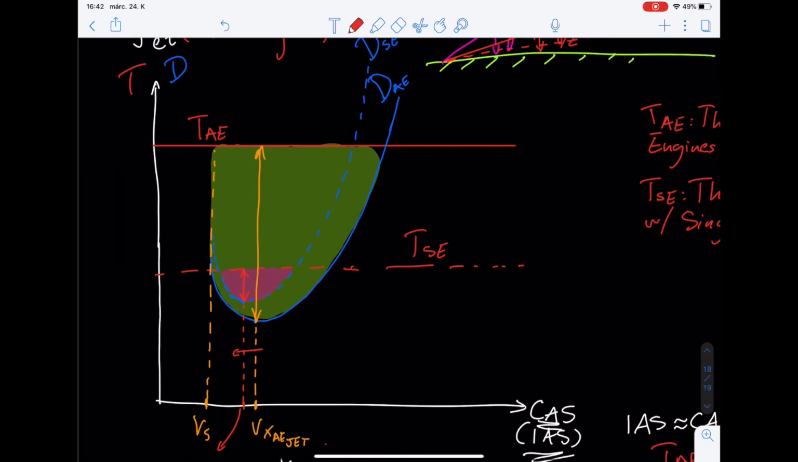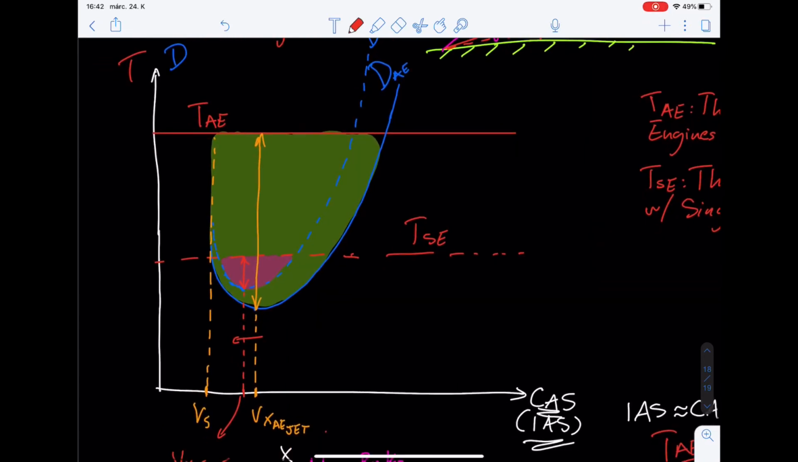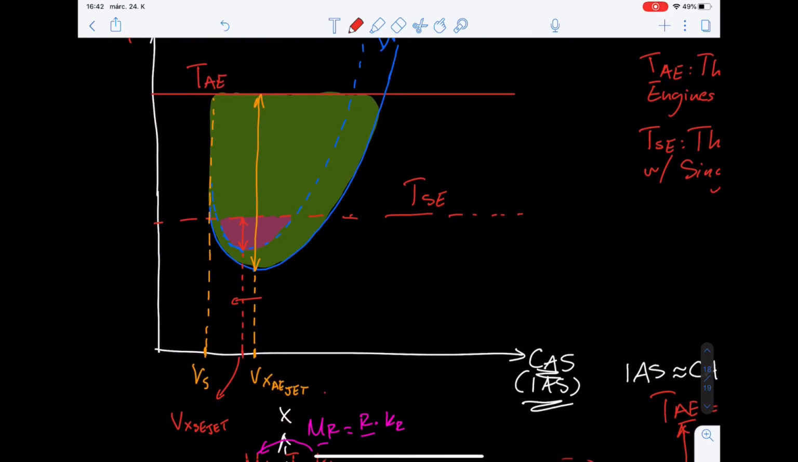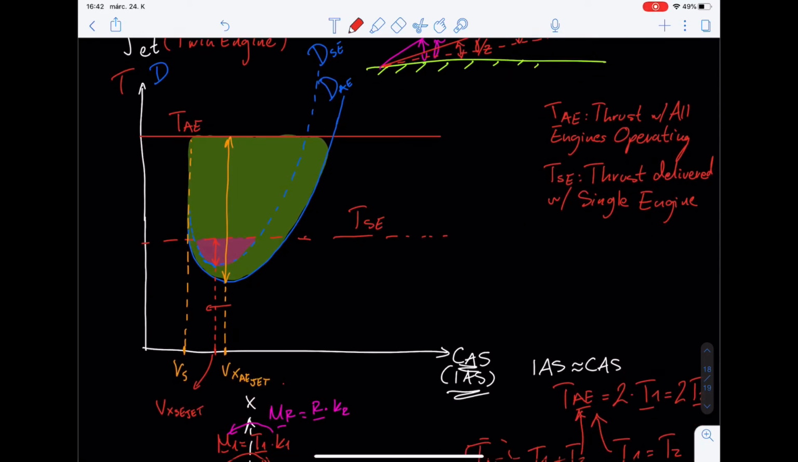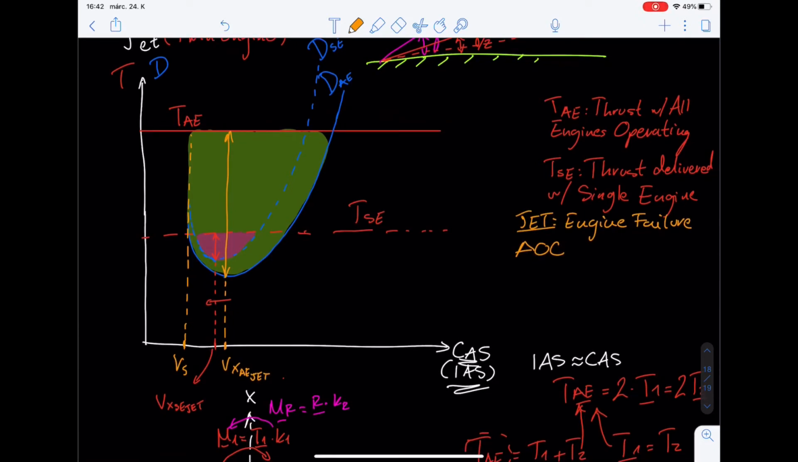So what you can see is that the excess thrust is significantly reduced compared to the all engine scenario, and the speed for the best angle has decreased, right? So just to recollect, for the jet, in case you have an engine failure, your angle of climb is going to be reduced severely, and the VX for the jet is going to reduce. And this is what we need to remember from this whole exercise.